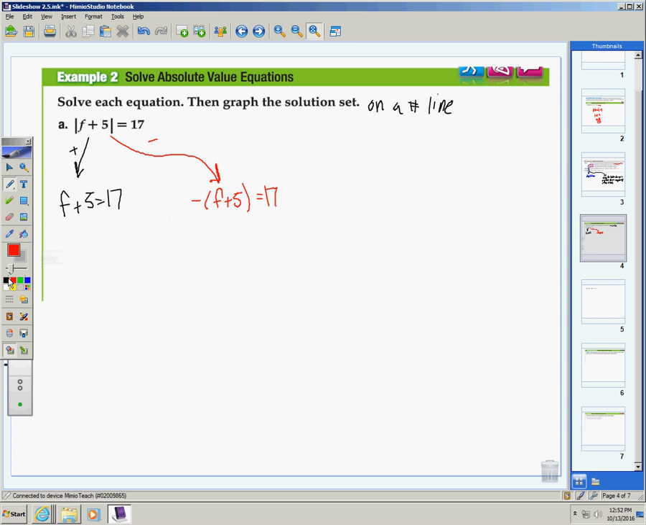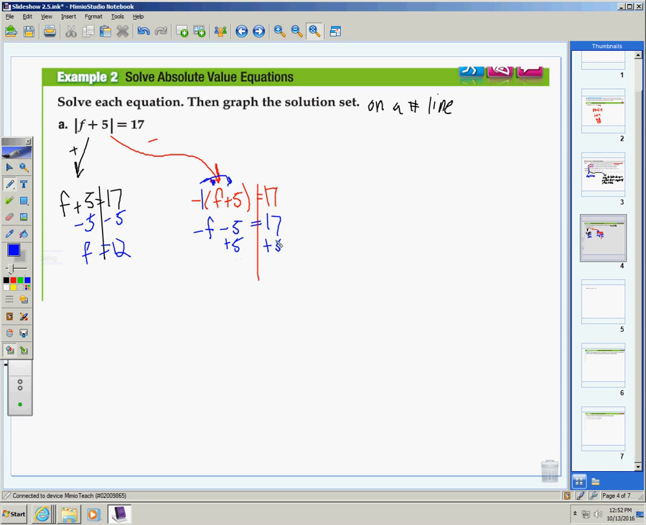Here on the left, f plus 5 equals 17. I'm going to subtract 5 from each side, and I get f equals 12. Then on the right side, a minus sign in front of parentheses switches the signs in front of everything inside the parentheses. You can think of it as distributing a negative 1. Negative 1 times positive f would give me negative f. Negative 1 times positive 5 would give me negative 5 equals 17. Now I'm going to solve. I'm going to add 5 to each side. So I get negative f equals 22.